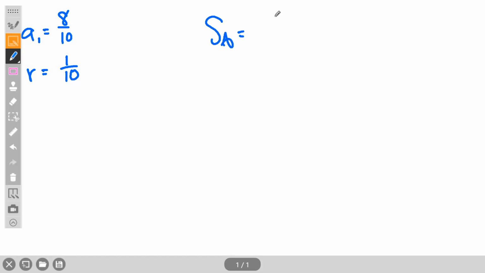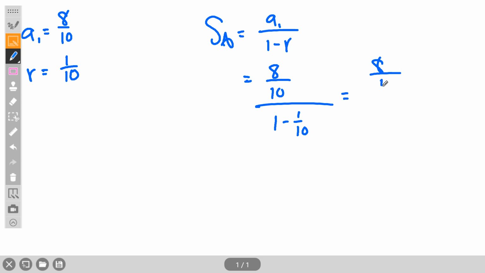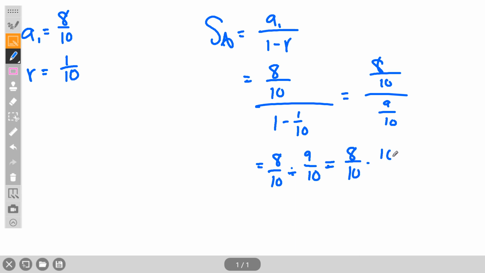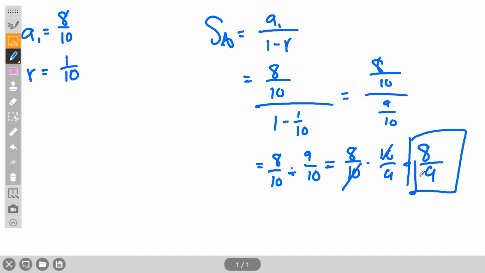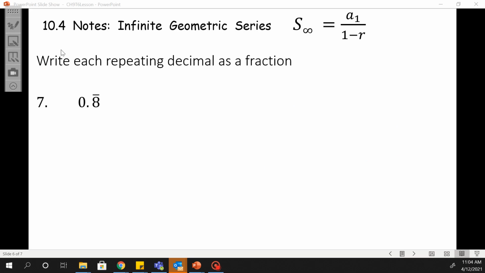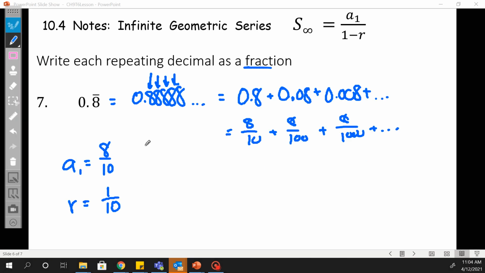So A1 over 1 minus R. So that's 8 over 10 over 1 minus 1 over 10. That's 8 over 10 over 9 over 10. Okay, well, if we write that as division, so divide by 9 over 10, it becomes multiplication. So 8 over 10 times 10 over 9. Well, those cancel. Got 8 over 9. 8 over 9 is the fraction representation of 0.8 repeating. If you put 8 over 9 in the calculator, you will get 0.8 repeating. So 0.8 repeating is the same thing as 8 over 9.